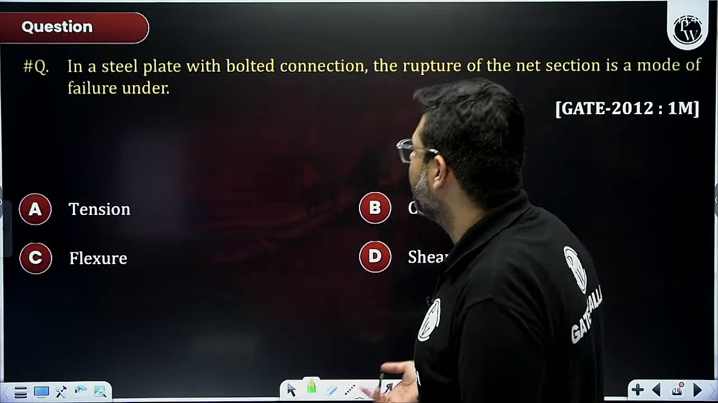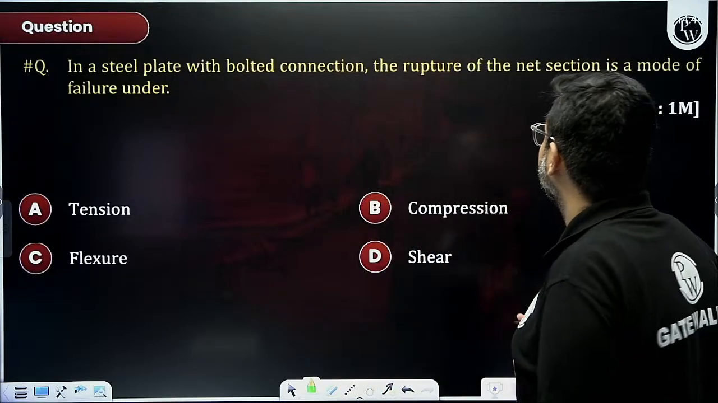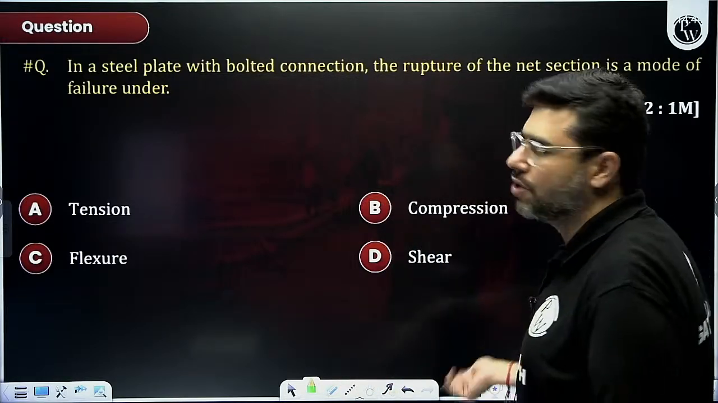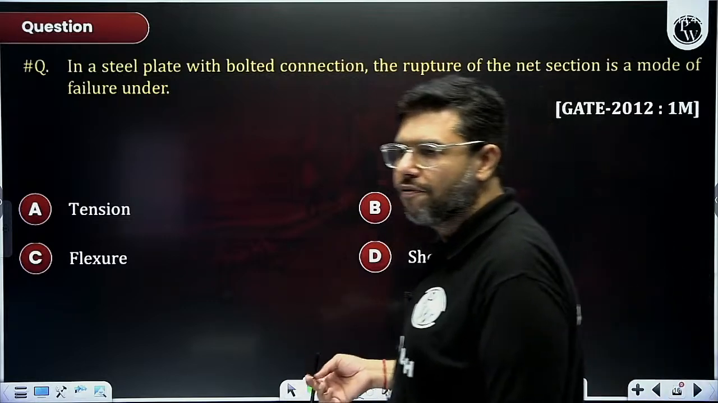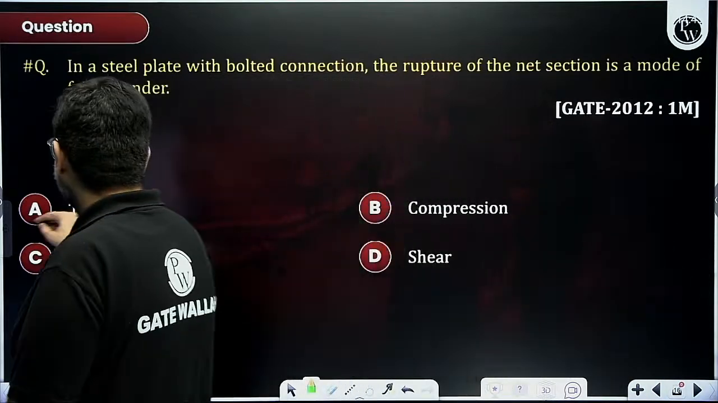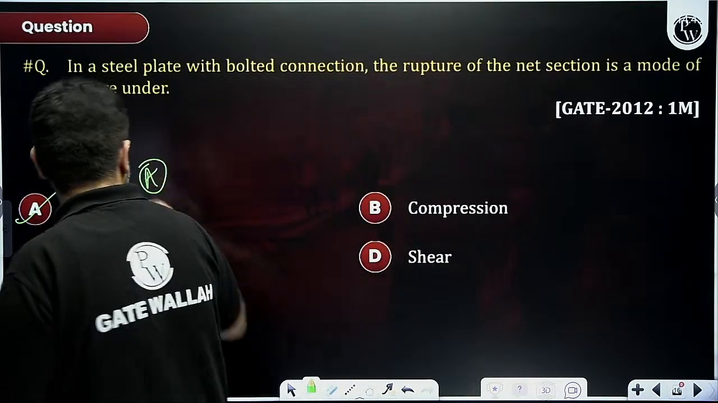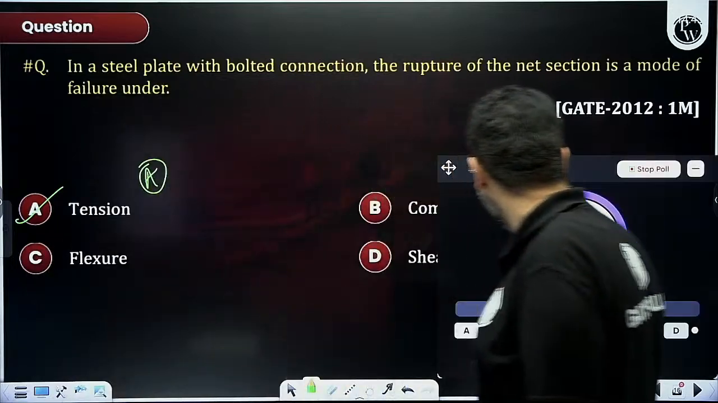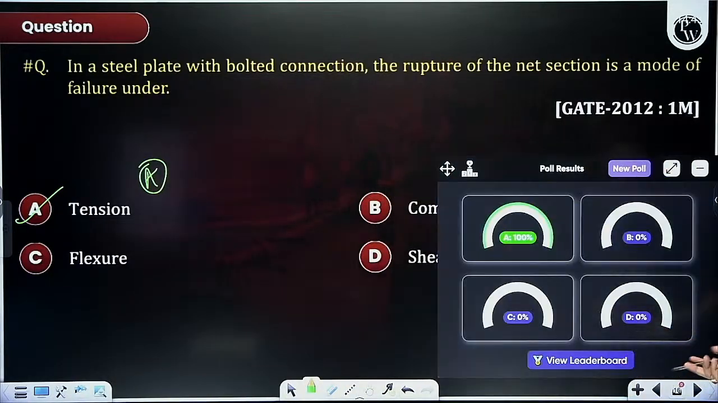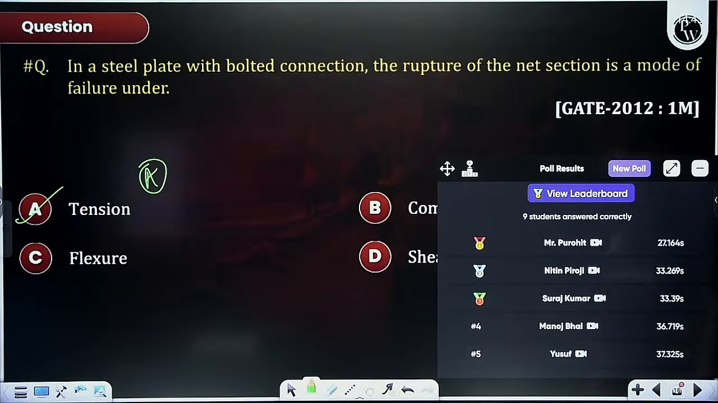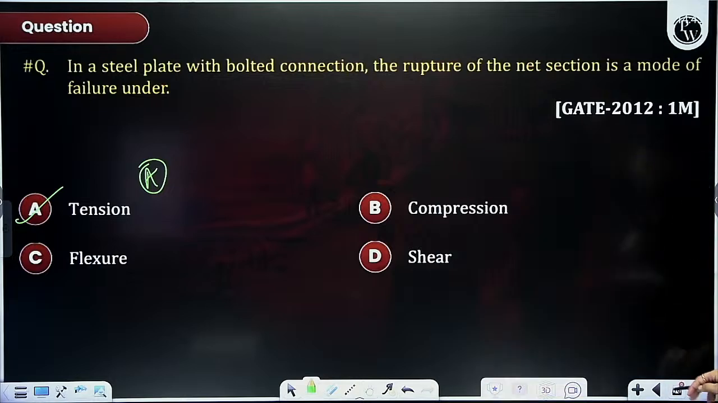This answer everybody knows. In a steel plate with bolted connection, rupture of the net section, rupture in fracture, is a mode of failure in tension. So everybody has given me A as the answer. This is very correct, a very simple question. Almost all of you have given me the correct answer. Very good. Mr. Purohit was the first one, then Nitin, Suraj and so on.